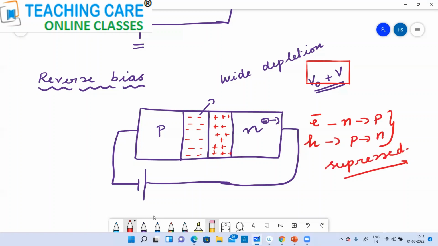Is it clear? To draw this diagram and write this down, which is suppressed, then I will give a few points you can note down. It will be helpful.